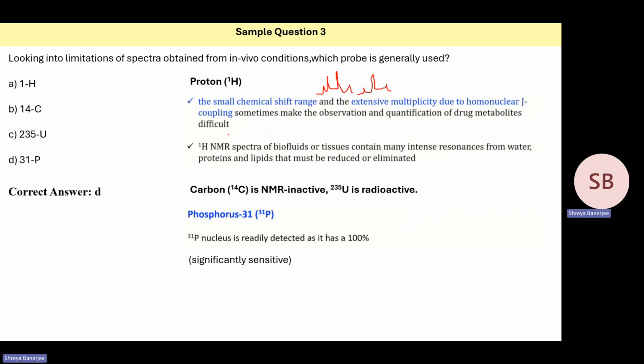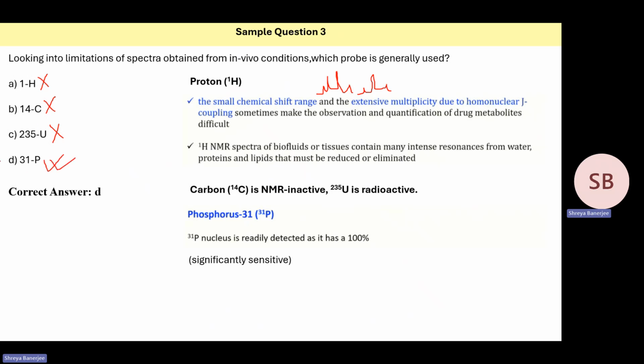And another very big disadvantage is that inside the body, you have a lot of water, protein, lipid, and all of these will also give proton signals, which will interfere with the proton signals of the drug. So this is not a good probe. 14C is not even NMR active. 13C is NMR active, but the option is saying 14C. So this cannot be used because it is not active by NMR. Uranium-235 is radioactive. It is harmful to the body. So considering this, 31P is the correct answer.